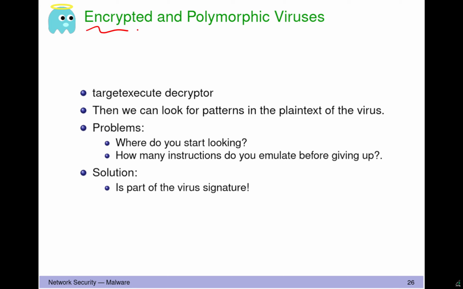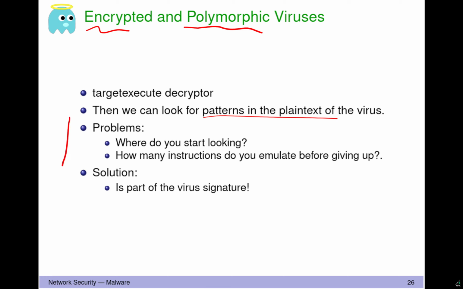Challenges, especially for encrypted and polymorphic viruses that change during the execution and during the copying. We can only look at the patterns in plain text. So for the encrypted viruses, if there's a virus that is encrypted, at one point it will decrypt the virus code, and then we can observe the code in memory and see the patterns that we are looking for.